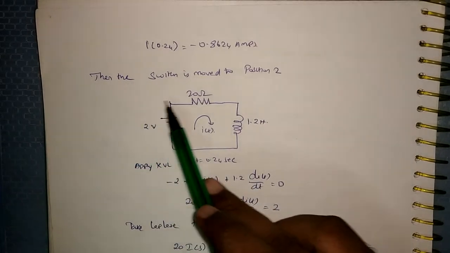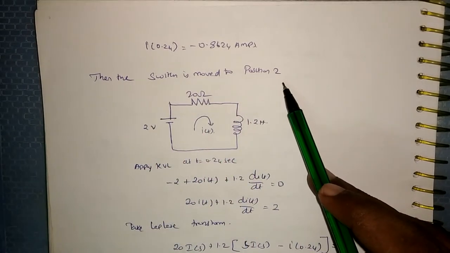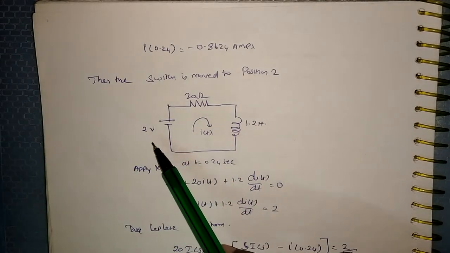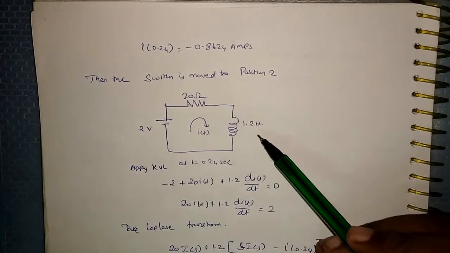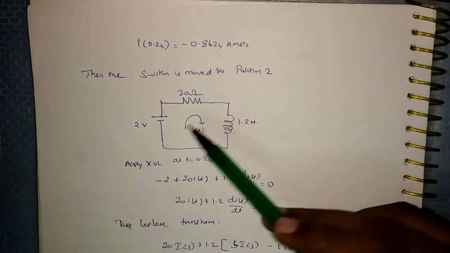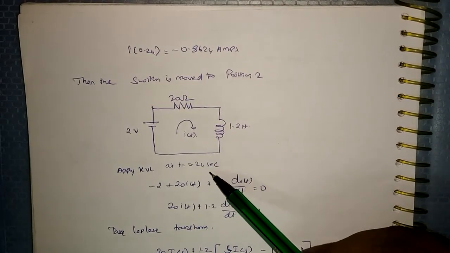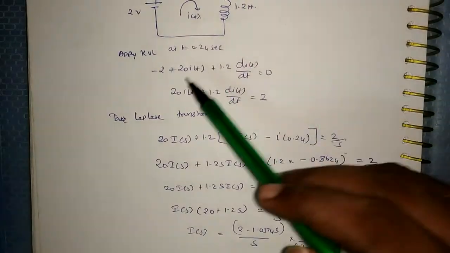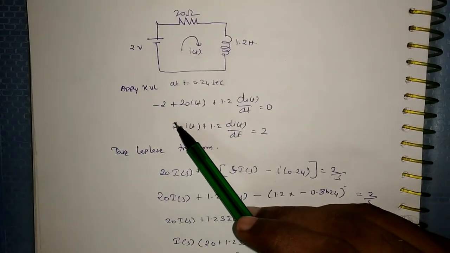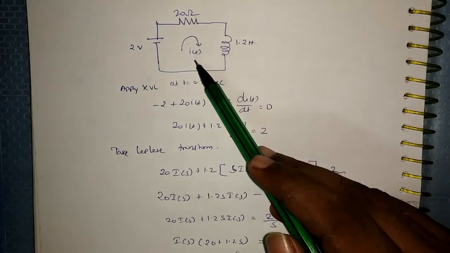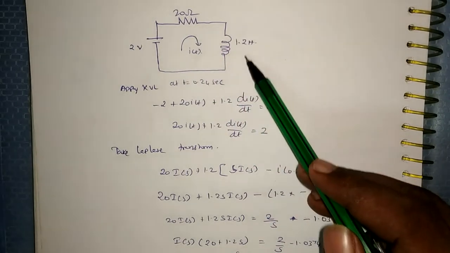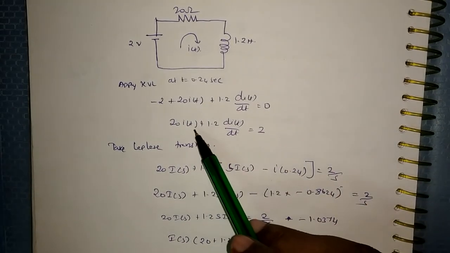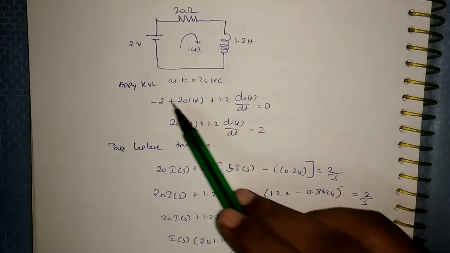Okay, the next case is the switch is moved to position 2 at t equal to 0.24. The circuit looks like this. We have a 2 volt source, a 20 ohm resistor and 1.2 Henry. Apply KVL for this at time t equal to 0.24 seconds: minus 2 plus 20 I of t plus 1.2 dI of t by dt equal to 0. So 20 I of t plus 1.2 dI by dt equal to 2.